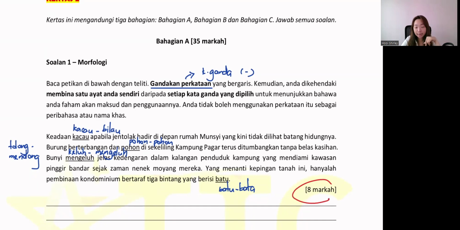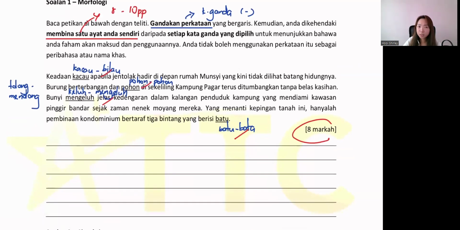If you make it a kata ganda, only 1, 2, 3, 4, 4 marks here. And each word after it becomes a kata ganda, you will need to do a sentence. You need to construct a sentence. And then to construct the sentence, how long the sentence needs to be? About 8 to 10 words. 8 hingga 10 patah perkataan.